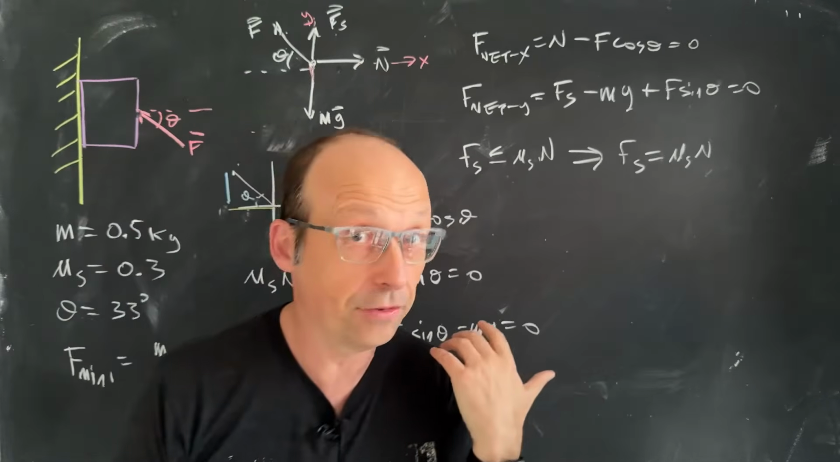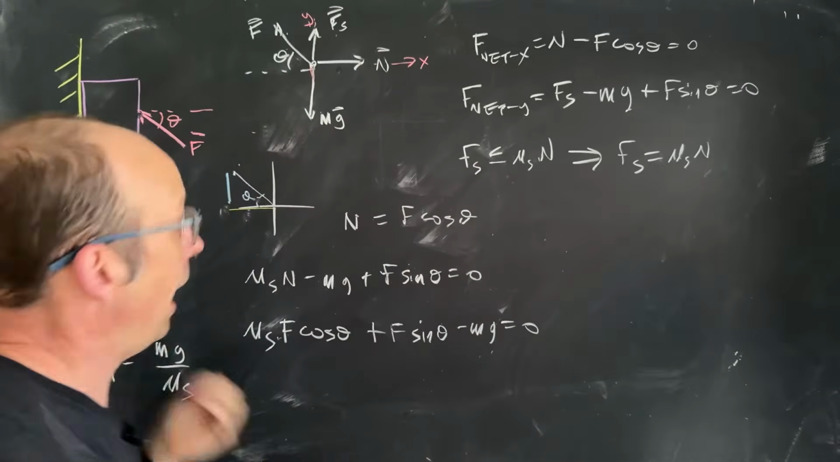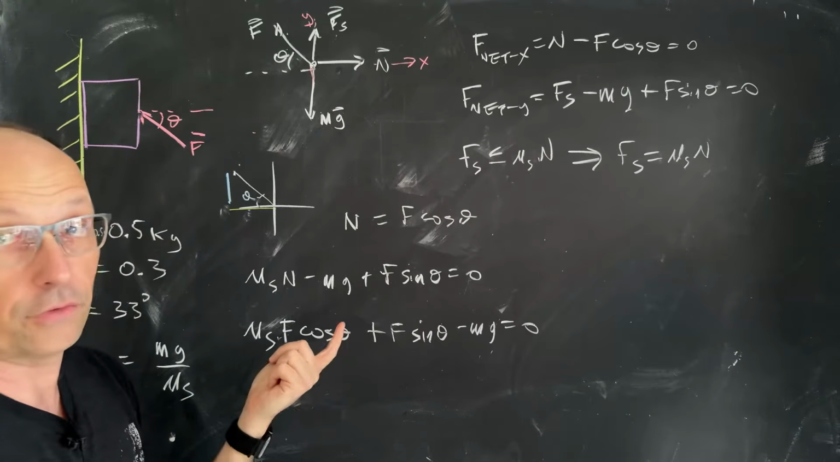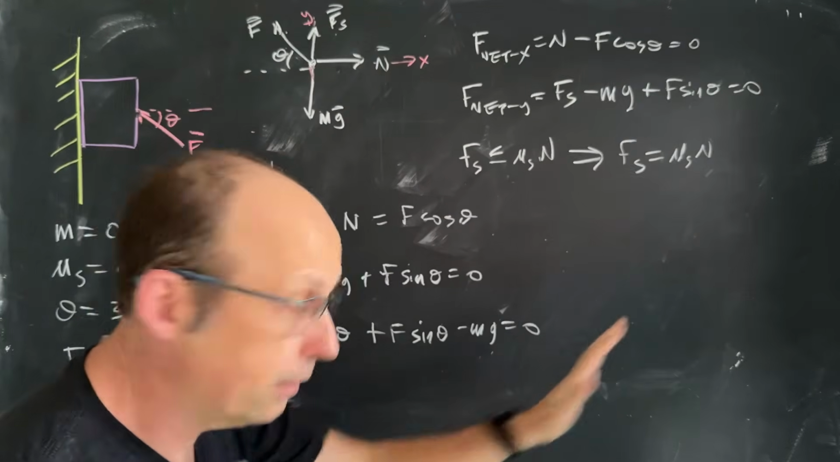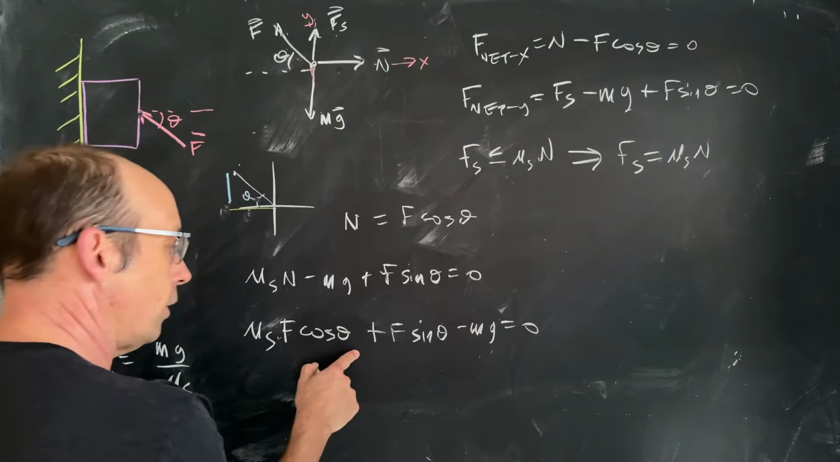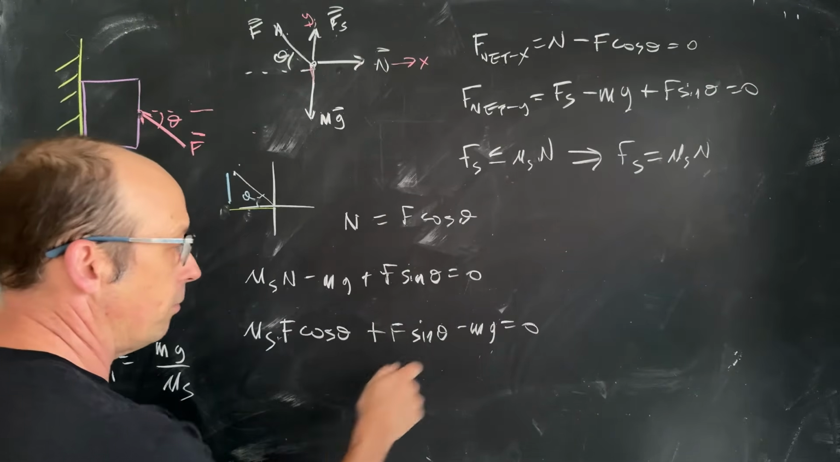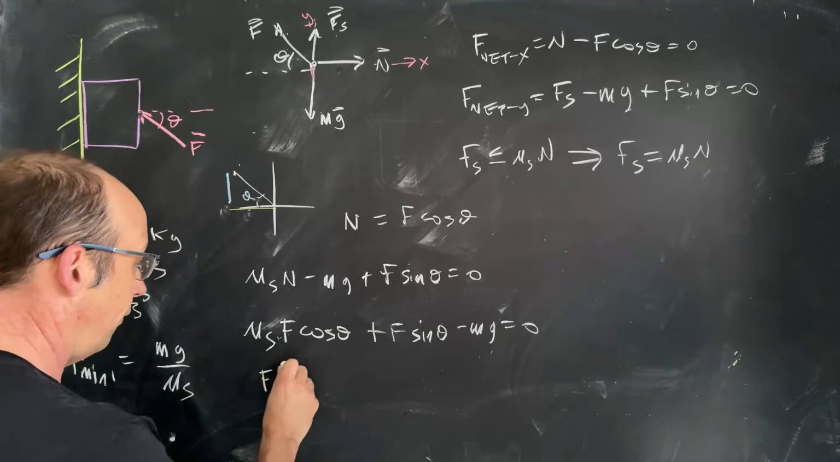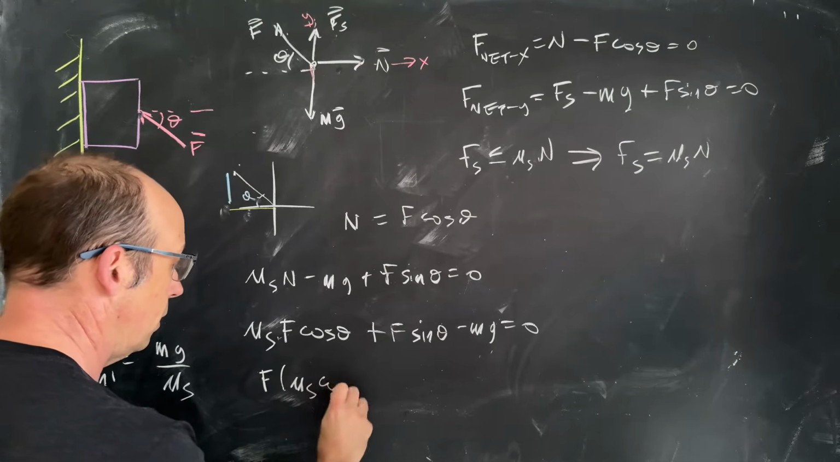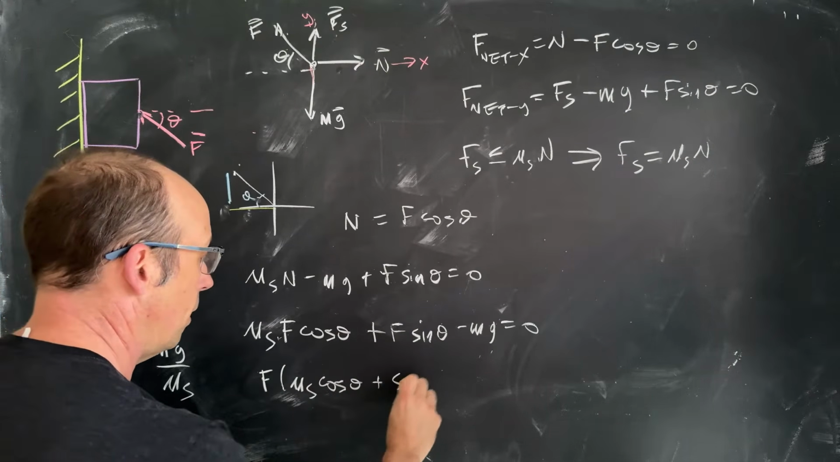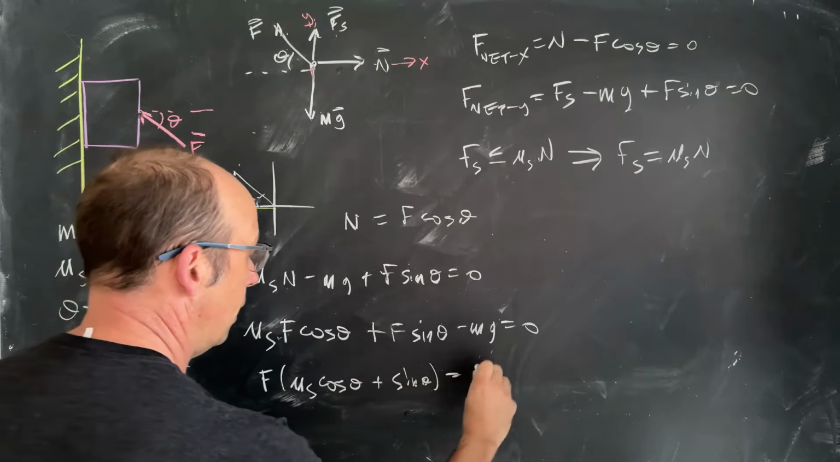Let's solve for this smartly. We don't have to solve for it smartly. You can just plug in your values if you want, but I don't want to do that. So right here, what I'm going to do is factor out the F and move mg to the other side. So I get F times mu s cosine theta plus sine theta equals mg.